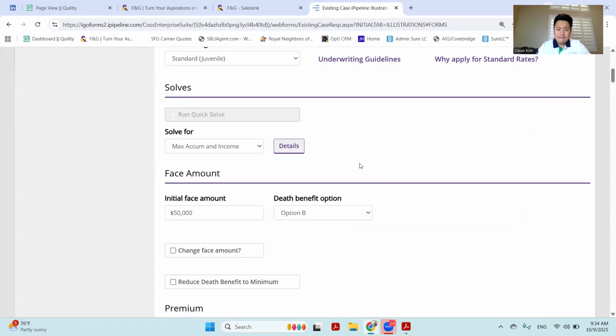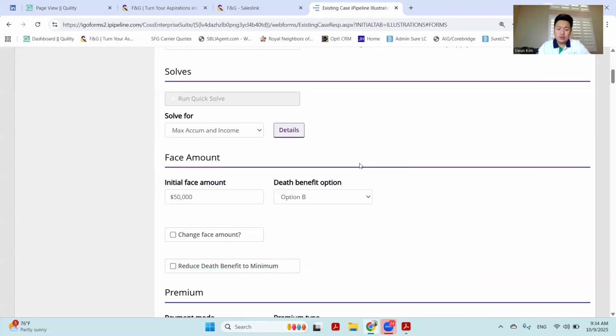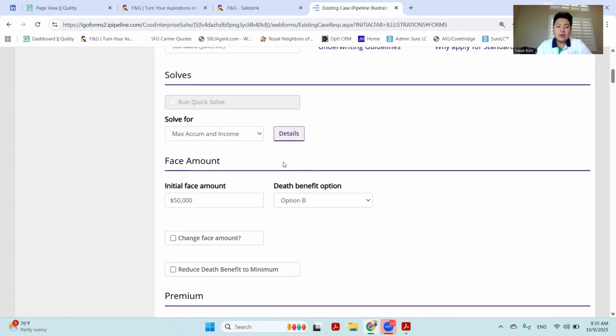And here, one of the things that you can do, you can make it option B, but I'm gonna try to see if we can increase the death benefit a little bit. So let's go ahead and try this. Do you see on here, there is... let me take a look here. So max accumulation income, we're gonna go ahead and try to override this a little bit. So we're gonna try to put $200,000 or $250,000 on here.